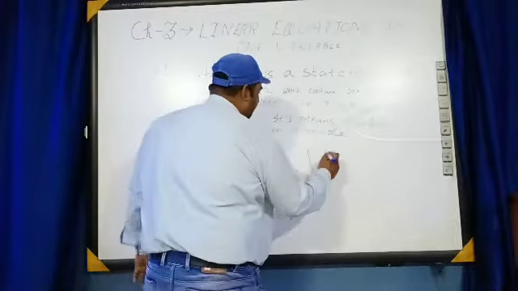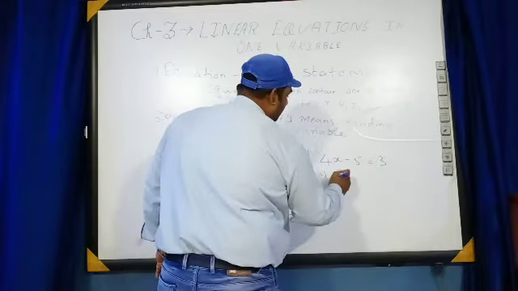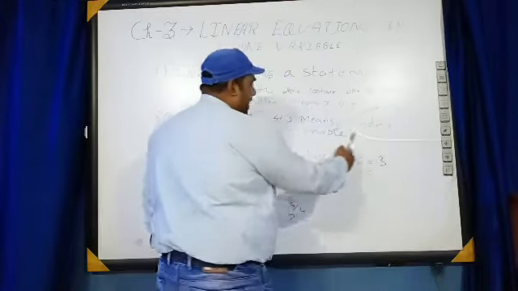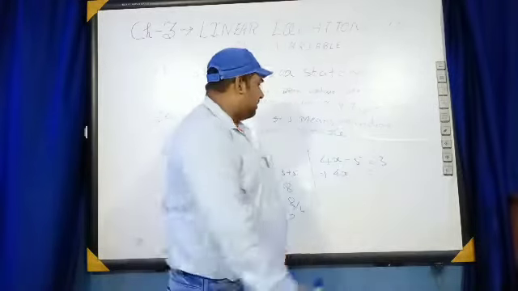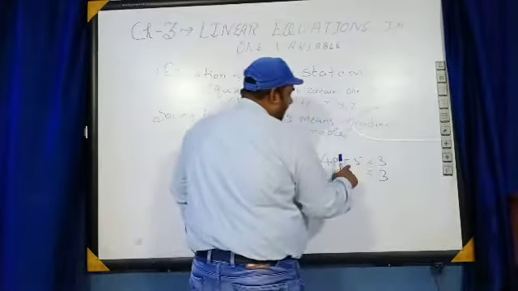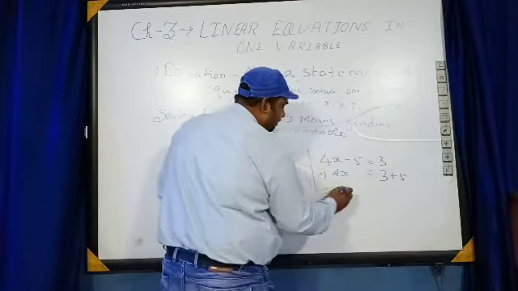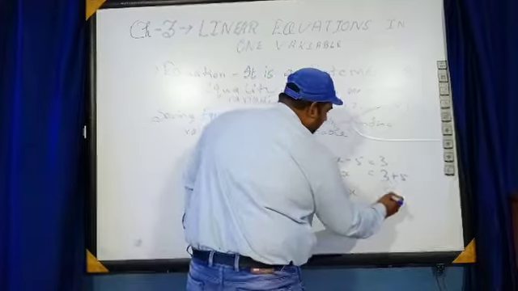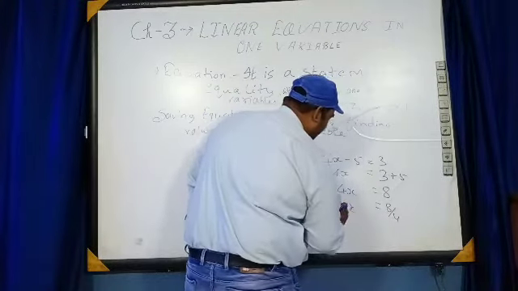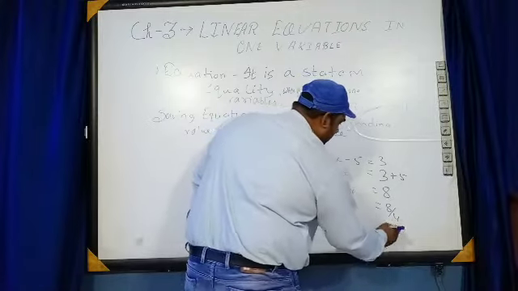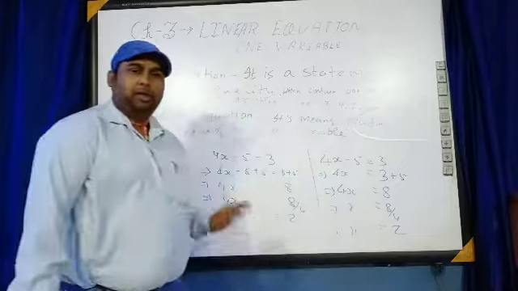The other is a direct process you can use. The same question we can solve directly also. This part of the equation is known as LHS, this part is known as RHS. Now, when it is minus on the LHS, it will go to the RHS and become plus. 4x is equal to 8. x is equal to 8 by 4. x is equal to 2. In both ways we can solve the equation.